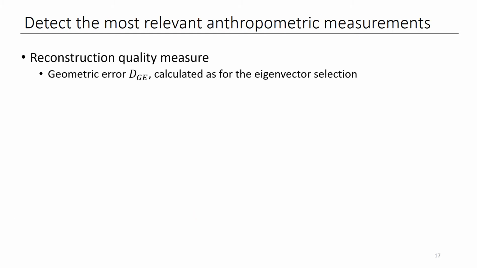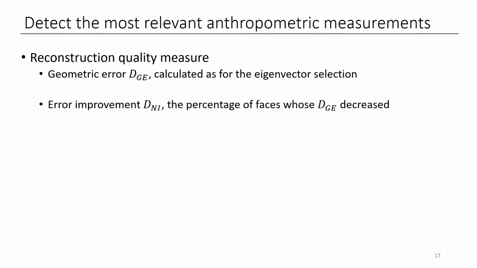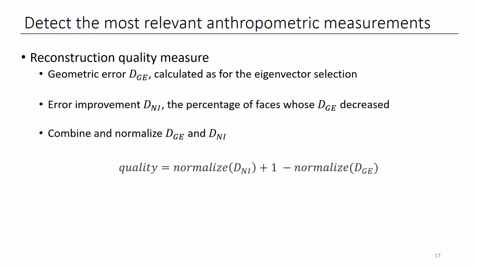We evaluate the geometric error in a fashion very similar to that used for the eigenvector selection. The average error could lead to selecting a measurement that is good only for one or very few faces. In order to avoid such problems, we also measure the percentage of faces for which an error improvement is seen. We count the number of faces whose geometric errors have been decreased by considering the candidate measurement. Finally, we combine the geometric and improvement errors into a single reconstruction quality measure.